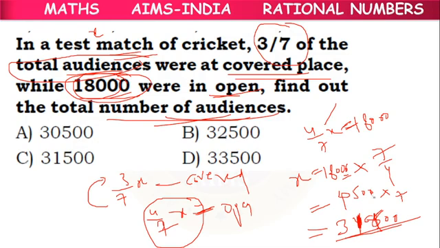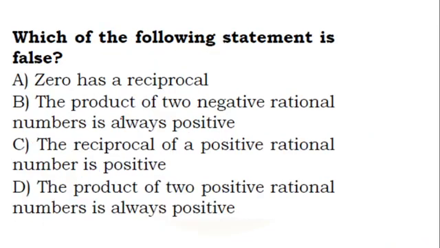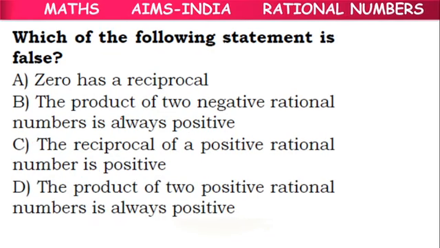500. 7 zeros are 0, 7 zeros are 0, 7 5s are 35, here 5 will be there, 3 remaining. 7 4s are 28 plus 3, 31. So 31,500. 31,500 is the total audience watching the test cricket match. Okay, children. Next, which of the following statements is false?